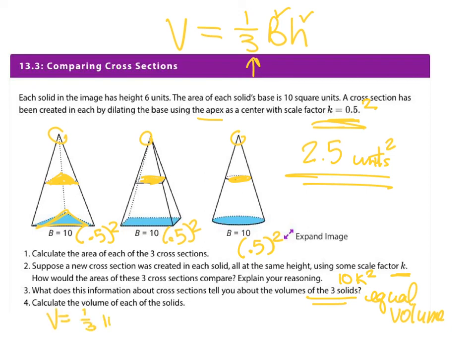1/3 area of the base times height, which was 6 units. 10 times 6 divided by 3 gives me 20 units cubed.